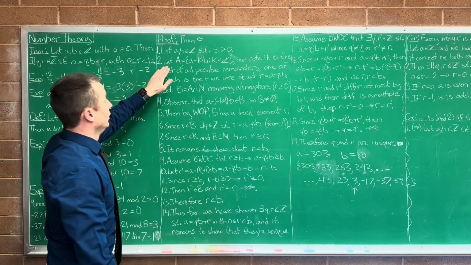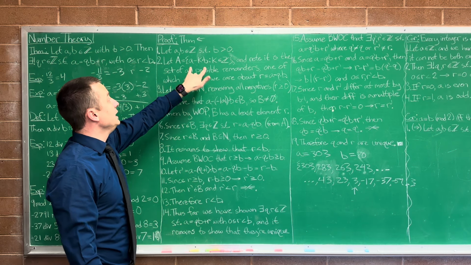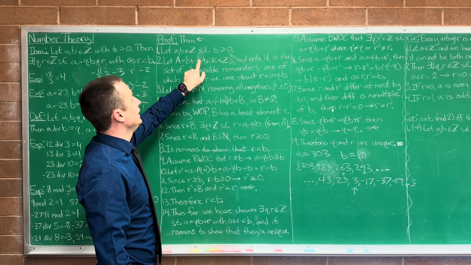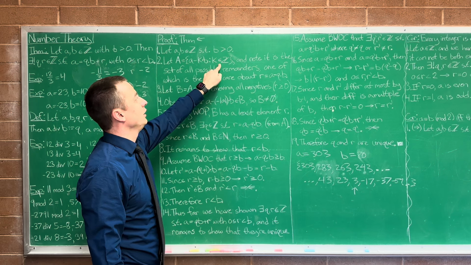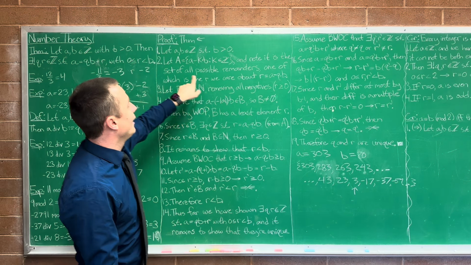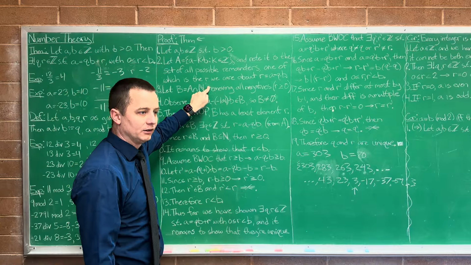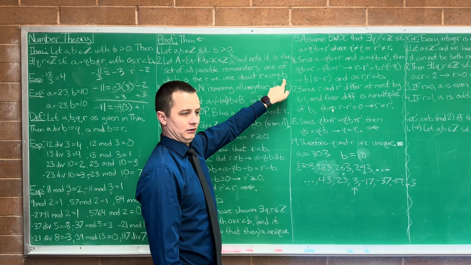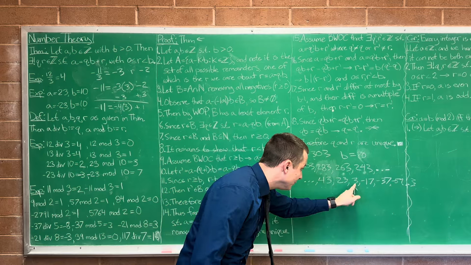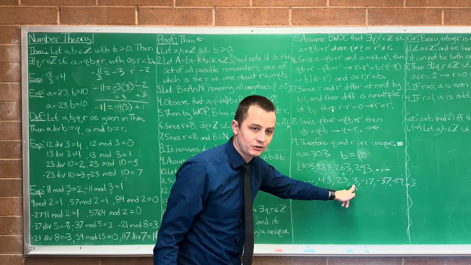Okay, so let big A here be the set of all A minus some integer multiple of B for all integers. And note that this is the set of all possible remainders, one of which is going to be the R we actually care about. The R that is equal to A minus QB. In this case over here, it's going to be that 3. So I'm on the lookout for that 3.